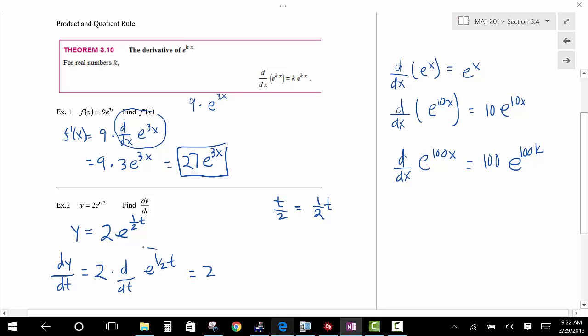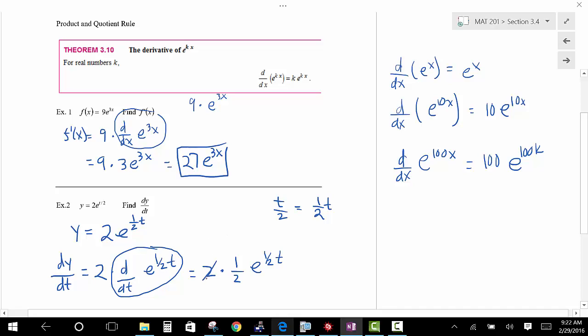Okay, so what is the derivative in your head of e to the 1/2 t? 1/2 e to the 1/2 t. Okay, good. What you're going to learn a little bit later is that the derivative of an exponential is just itself, but then you do the derivative of the exponent. The derivative of the exponent is 1/2.